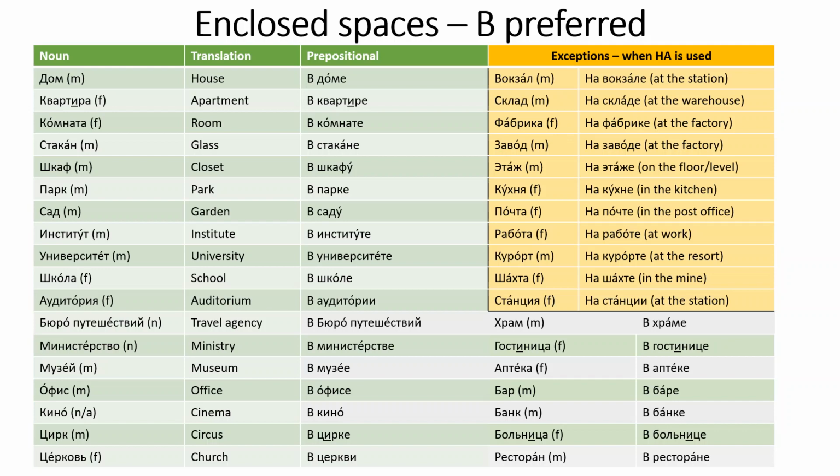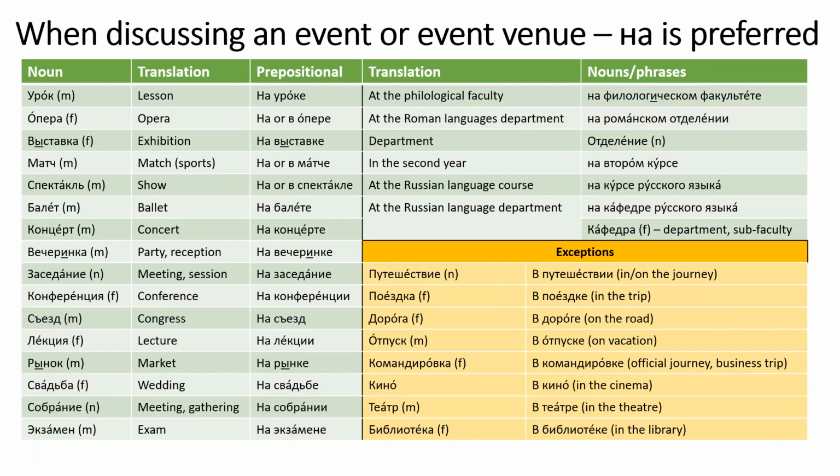So next we have another table. This shows some nouns that take na, and then we have some exceptions which you might expect to take na, but they actually take v. So yeah, it can be a bit confusing. These are more like reference guides that you can come back to if you need to remember which noun took v or which took na. So don't worry about trying to remember all of this at once.